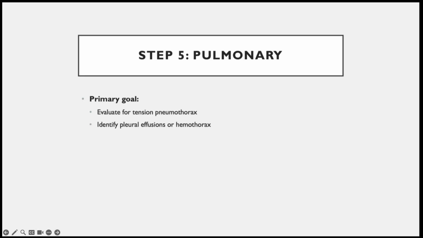The next part of the RUSH exam is assessing the lungs. So here you're really evaluating for tension pneumothorax. Although this is far more likely in the trauma setting, tension pneumothorax can be a cause of shock in medical patients as well, especially if the patient had a recent procedure like a central line or if they had a pacemaker placed recently, or if they recently underwent a thoracentesis. On this exam, you can also identify if there's evidence of pleural effusions or a hemothorax.